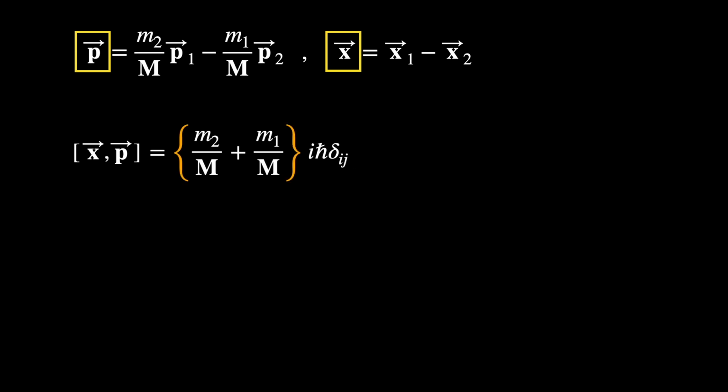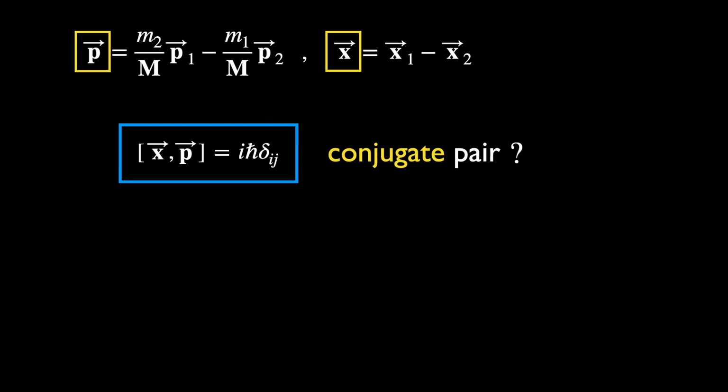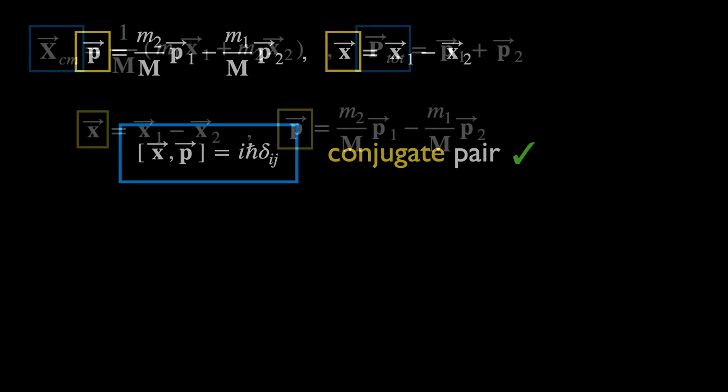Notice that the term within the yellow braces is just 1, since capital M is just the sum of M1 and M2. This is the reason why we have chosen it as the denominator in the first place when solving for A and B. Indeed, x and p form a conjugate pair.